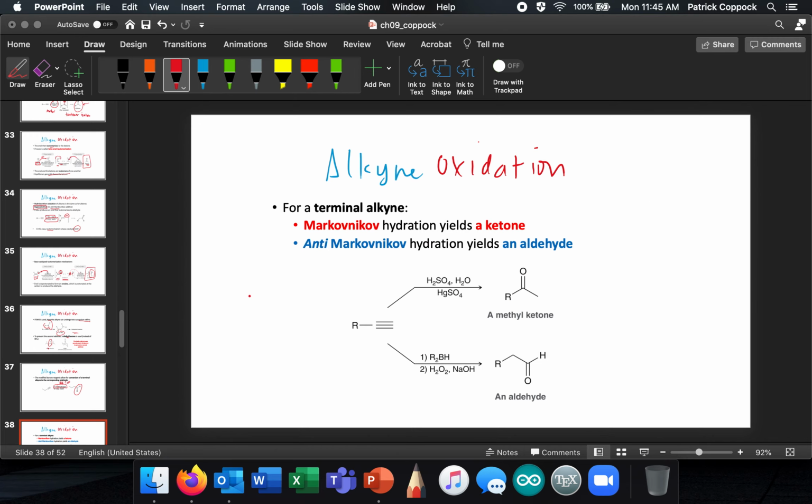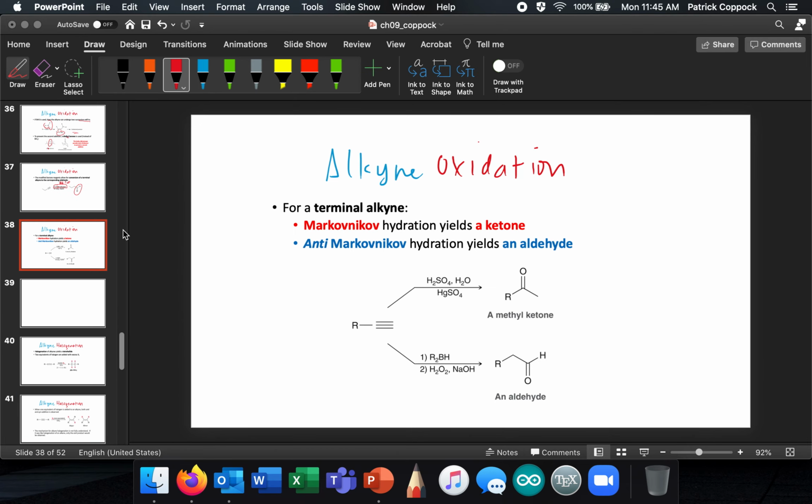Okay, so in summary, for a terminal alkyne, it's got to be terminal, of course, you can get Markovnikov hydration, and you get a ketone in the end. This looks familiar. When we did that before, we were making an alcohol with an alkene, but the enol gets tautomerized to a ketone, and the same thing here. You get an intermediate of an alcohol, but this gets tautomerized to an aldehyde.